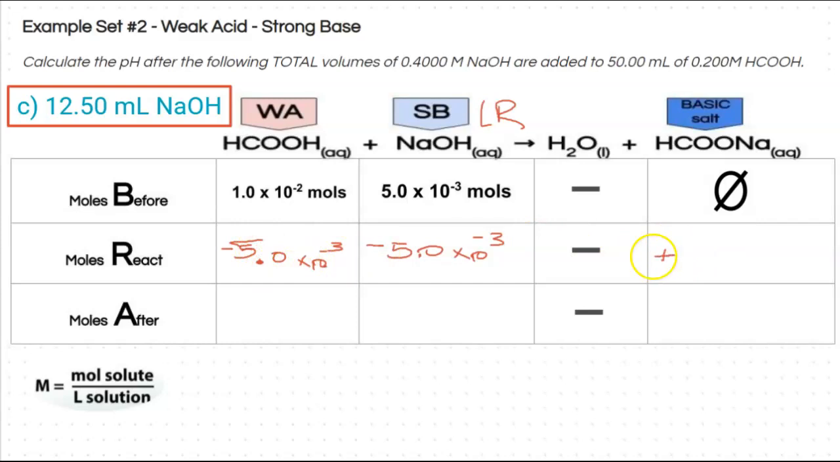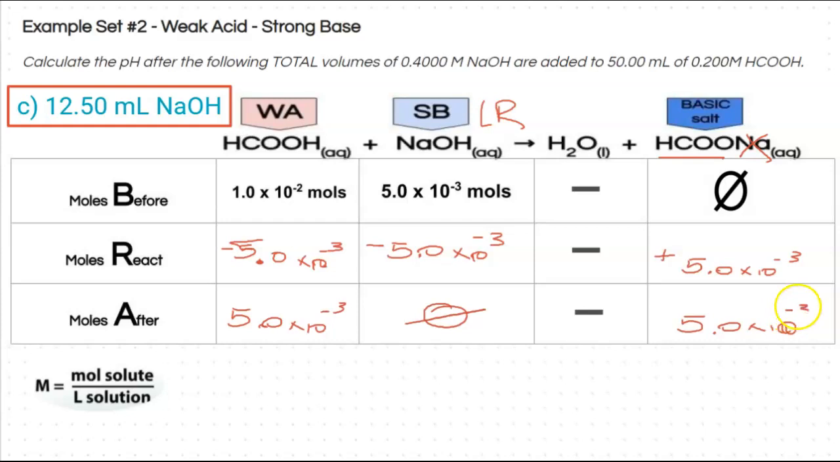And I'm going to form 5.0 times 10 to the negative third moles of my conjugate base, my HCOO minus. Again, ignoring sodium, it is a spectator. So when the reaction is over, the sodium hydroxide is gone. 1 times 10 to the negative 2 minus 5 times 10 to the negative 3 is 5 times 10 to the negative 3. And then I form 5 times 10 to the negative third moles of my conjugate base.